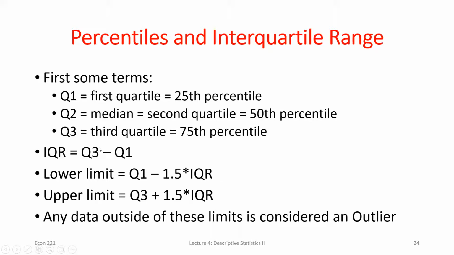We then find this thing called the interquartile range. It's just going to be the difference between the value of the third quartile and the value of the first quartile. We can then come up with these upper and lower limits. Go 1.5 times that interquartile range below the first quartile, that'll be our lower limit. Go 1.5 times our interquartile range above the third quartile, we'll call that our upper limit. If we see any data outside of this lower and upper limit, we can call it an outlier, right? So this is called the Q test, right?